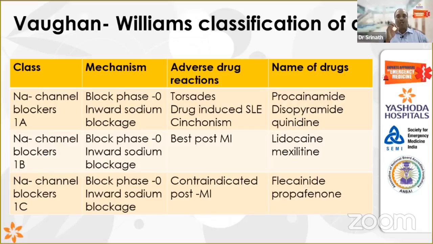Beta blockers, here it is mainly on the sodium potassium blockade. That is class 2 drug. This is a class 2 drug. It blocks phase 4. And the adverse reaction which it can cause is COPD exacerbation. We have to be careful whenever we are using the beta blockers.